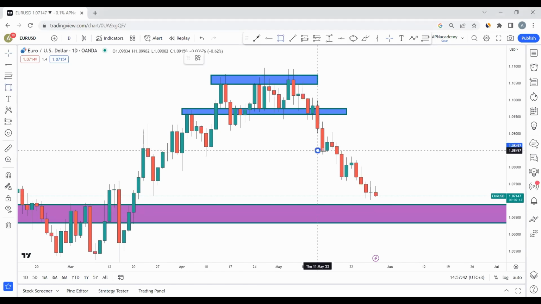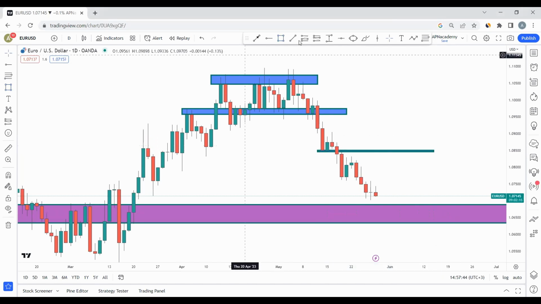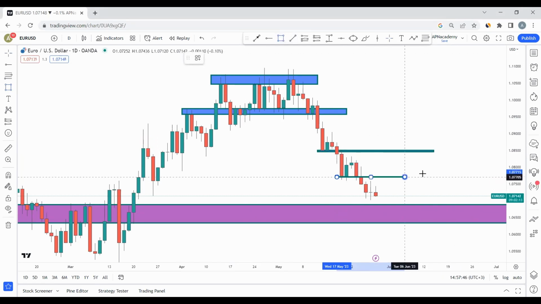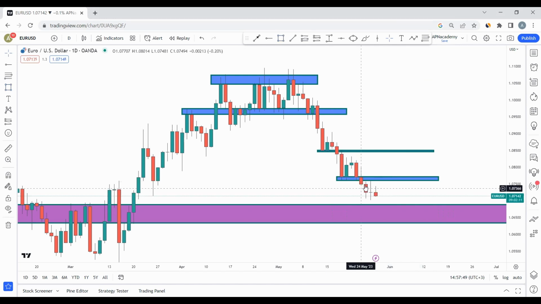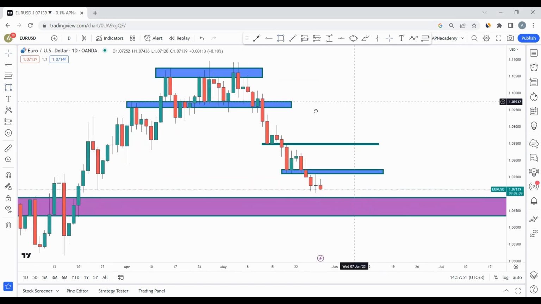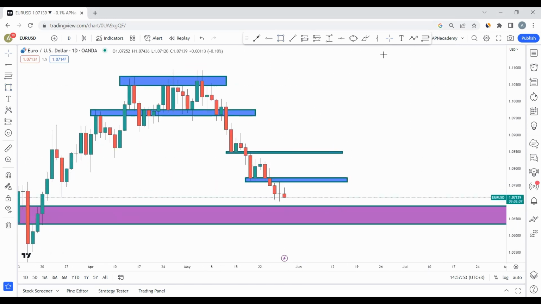We have this area that was not tested, right? We also have this area here that was not tested, right? Someone may say it was tested here, but those who have taught in the private classes know that this is not a proper retest. So when the market reverses and touches this and shows us a change of trend, then this is your first target.